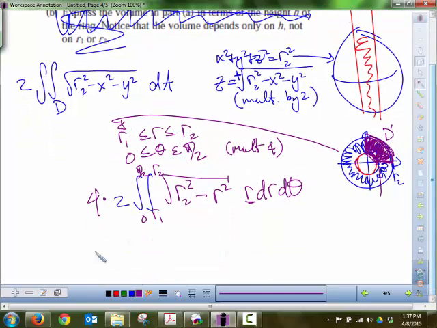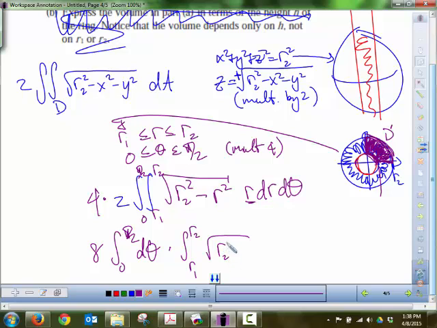So let's call this an 8, and the theta gets taken out because it's constant, and then we have r1 to r2 square root of r2 squared minus r squared r dr. And this is a u substitution, and this is just pi over 2. Okay?